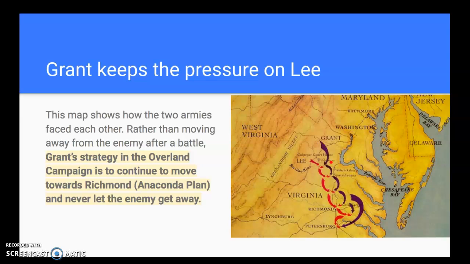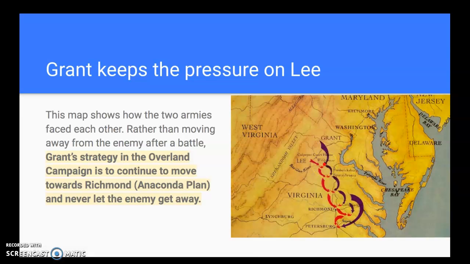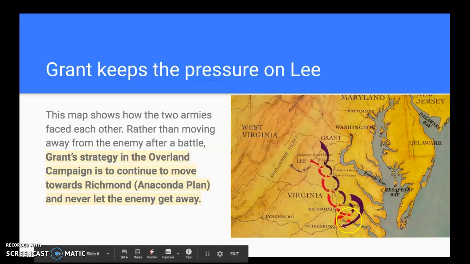But there's no continuation of the fight, okay? This is the Overland Campaign, this map right here. You can see as Grant wants to go down towards Richmond, that's part of the Anaconda Plan, he gets into a battle at the Wilderness. Battle's over. Instead of retreating back towards Washington, he just goes again on the same flank, and he goes to Spotsylvania Courthouse, and he keeps going all the way down here. He does not let up.